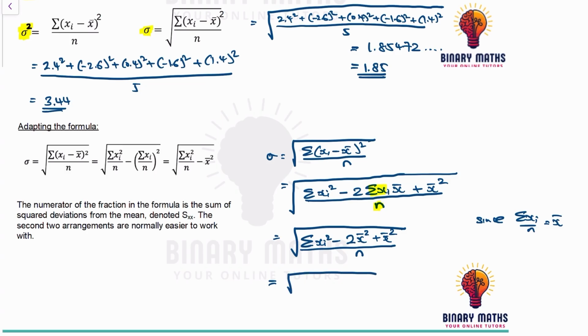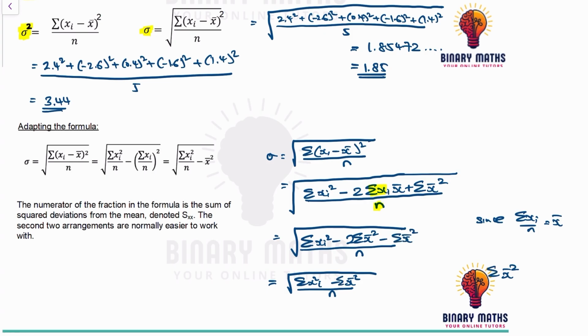So the last two terms simplify to x bar squared all over n. Now, I should have had the sum everywhere, by the way. So let's include the summation: sum of x bar squared minus 2 lots of sum of x bar squared. So there was a summation here.